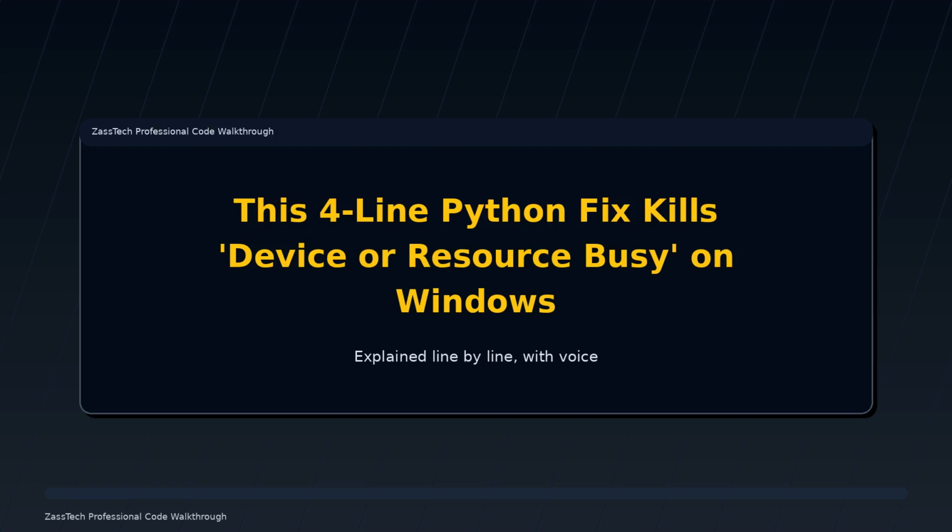Windows developers, your CI builds are failing because files won't delete, not due to bugs, but because Windows locks files longer than you expect. This two-line fix guarantees clean cleanup, even with delayed handle release.